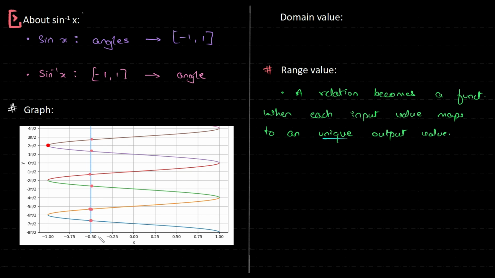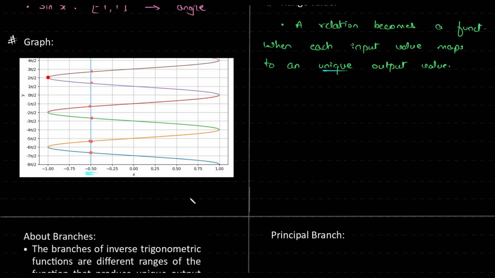But we can say this is not unique. For one particular input, I have in this graph itself 6 outputs. So with this definition, sine inverse of x won't be a function, right? We are talking about inverse trigonometric functions, but this is not a function as per the definition. So how do we make this a function? Well, we fix the domain to minus 1 to 1, and we fix the output set to a particular set of values, and those sets of values are known as branches.